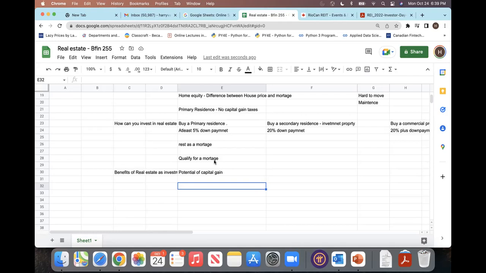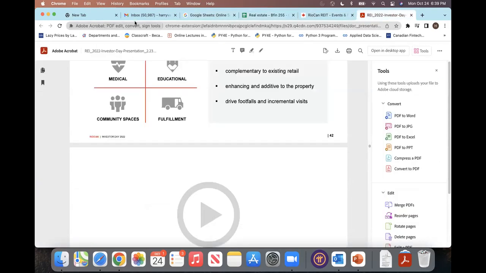So one of the reasons you could invest in real estate is the potential of a capital gain. Capital gain is that the real estate price goes up and you sell the properties that you have bought at a higher price.